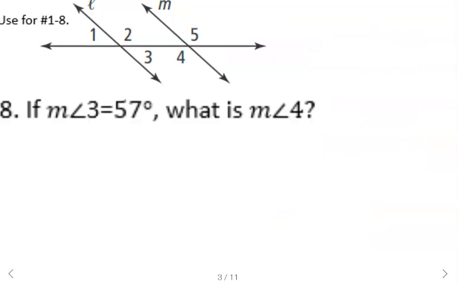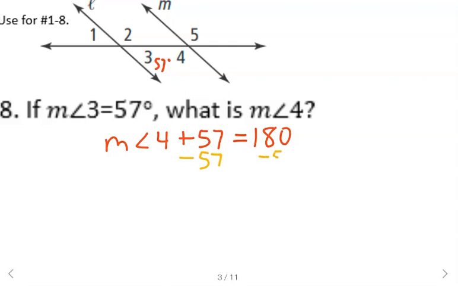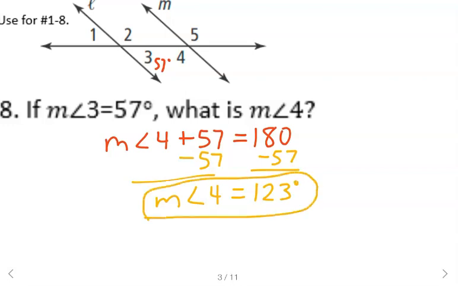All right, here we're told that angle 3 is 57 degrees, and we want to find the measure of angle 4. 3 and 4 are same side interior, those are supplementary. So we can say the measure of angle 4 plus 57 has to equal 180. Subtract 57 from each side, and we see that the measure of angle 4 equals 123. So we found the measure of angle 4.